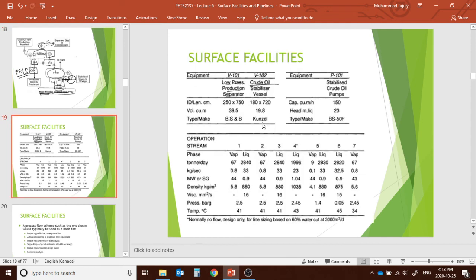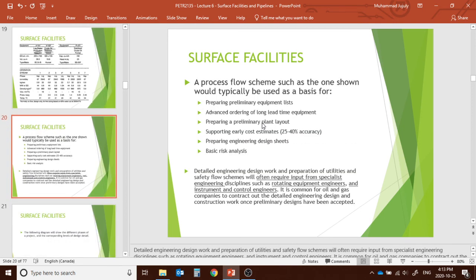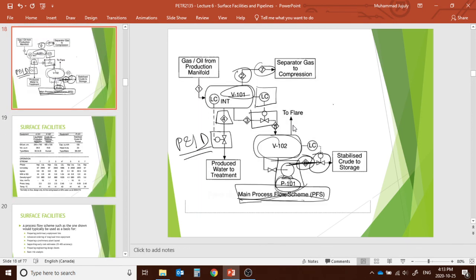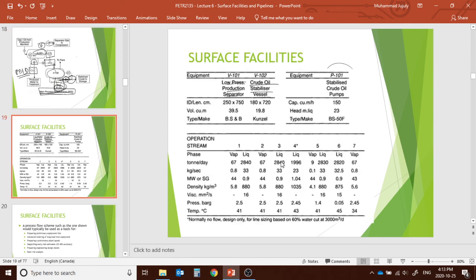Vessel 102 is a crude oil stabilizer vessel. And what equipment do we have? We have P11, that means pump 11. Two stabilized crude oil pumps.